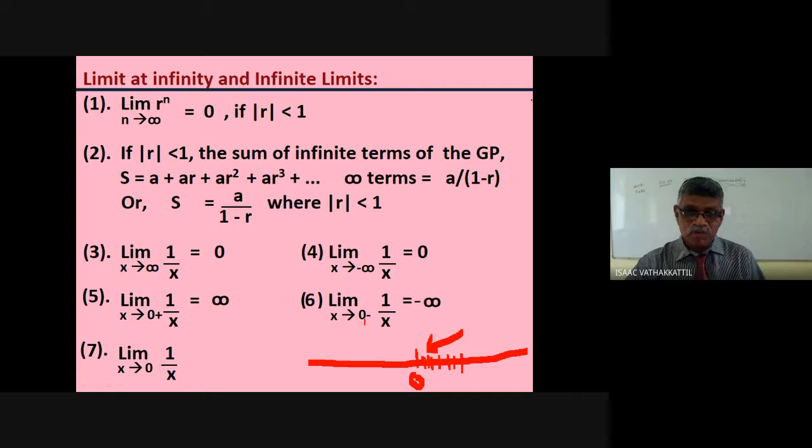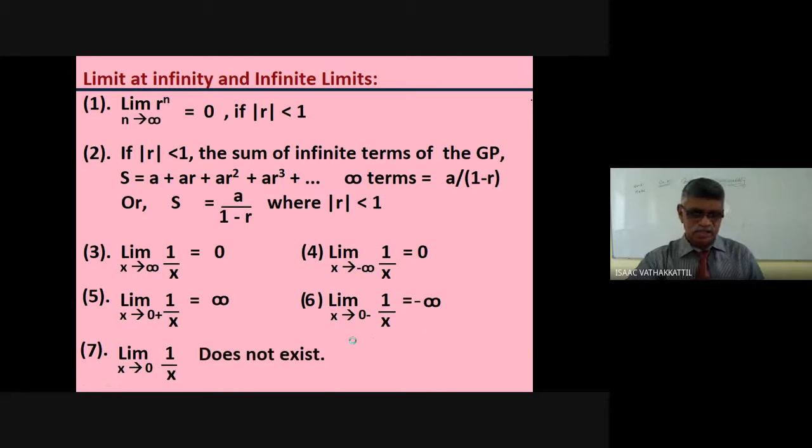And when x approaches 0 from below, x takes values like minus 1, minus 0.5, minus 0.3, minus 0.1, minus 0.001, because x is going to be less than 0. 0 from below means approaching 0 from below. x approaches 0 plus means approaching 0 from above. When x approaches 0 from below, 1 by x will always be negative. Its limit is minus infinity. And limit x tends to 0, 1 by x does not exist. Left limit is minus infinity, right limit is infinity. The limit simply we say does not exist.